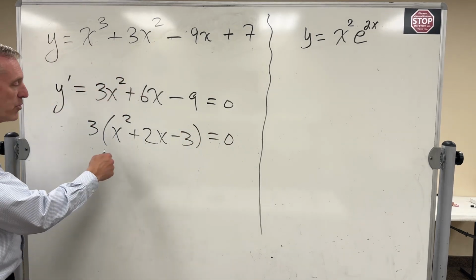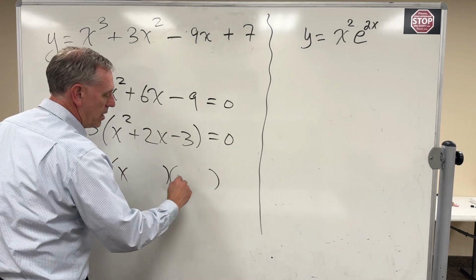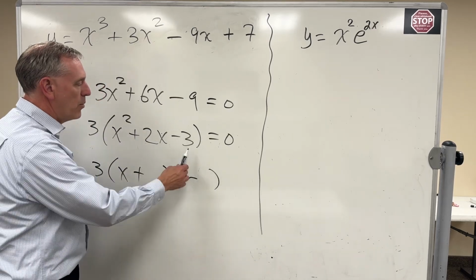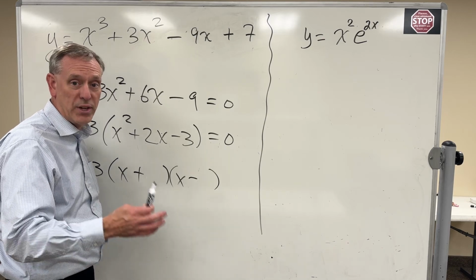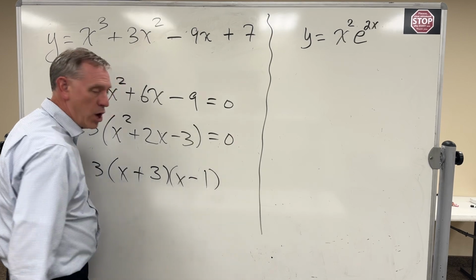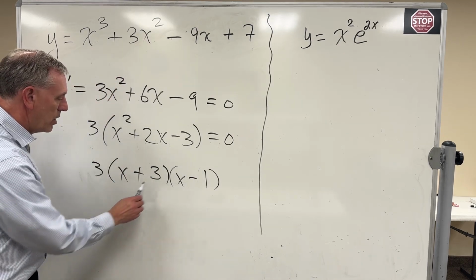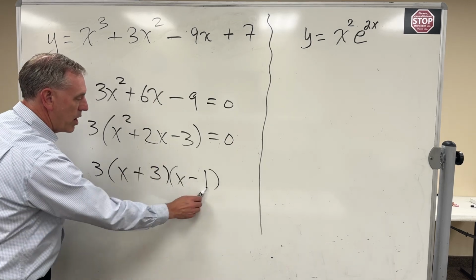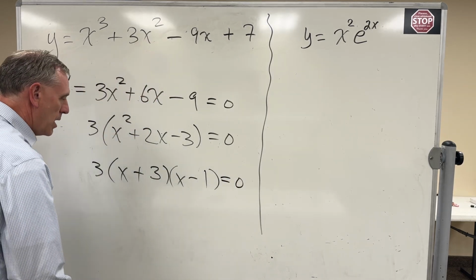And this is factorable. So this gives us x, and we have a plus and a minus. We have 2 numbers that multiply together to give us 3 whose difference is 2. And that's clearly the number 3. 3 times 1. So we have a positive 3 and a minus 1, because x times x is x squared. 3x minus x gives us a positive 2x. And then 3 times minus 1 is minus 3. This all equals 0.